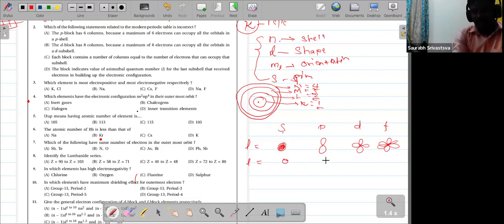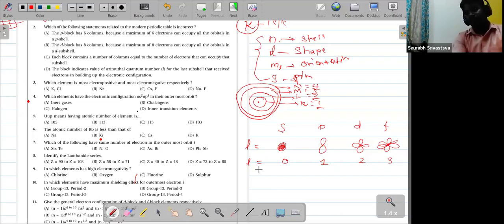Next, P orbital, dumbbell shape. Dumbbell shape means only one orientation, any one of the axes, either X axis or Y axis or Z axis, only one orientation. Next, D orbital having two orientations, either XY or XZ or YZ. That's why L value equal to 2. And F orbital, L value equal to 3.